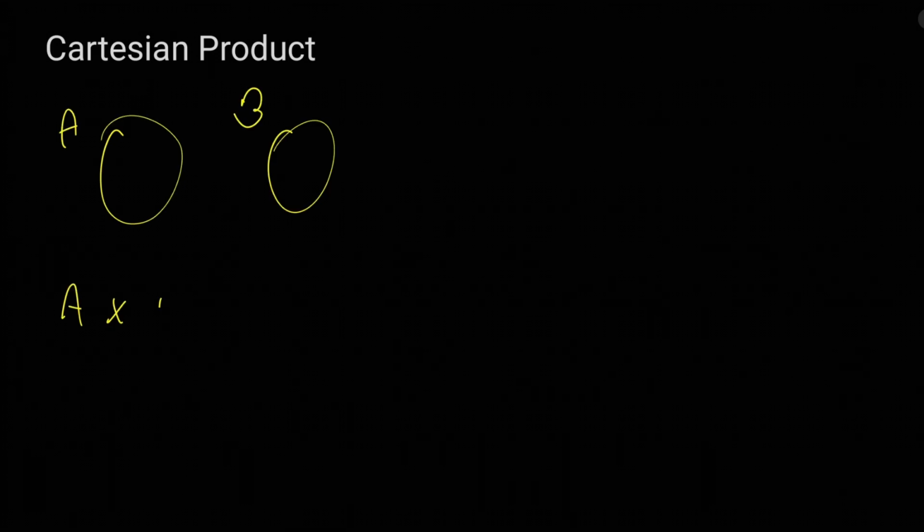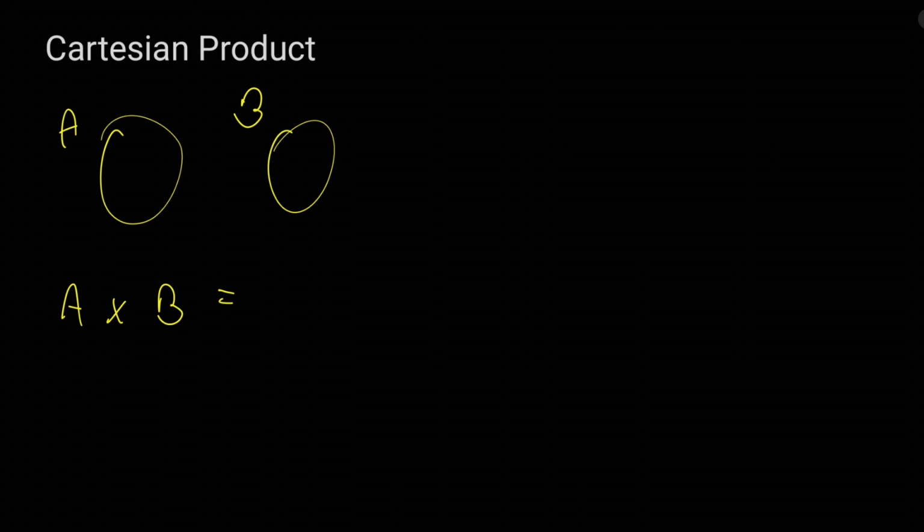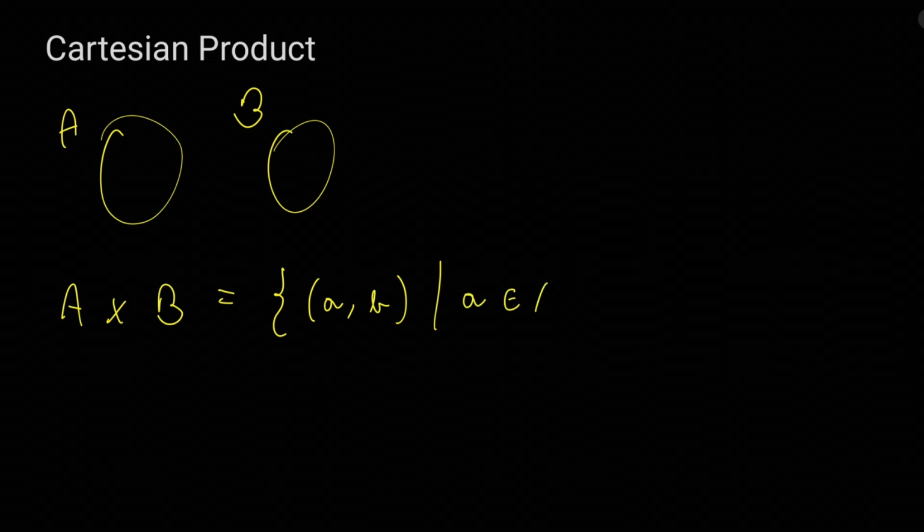Let's talk about Cartesian products in set theory. The Cartesian product of two sets, let's say set A and set B, is written as A cross B. It is defined as the set of all ordered pairs where the first element comes from A and the second comes from B. Formally, A cross B equals the set of the ordered pairs (a, b) such that a belongs to the set A and b belongs to the set B.